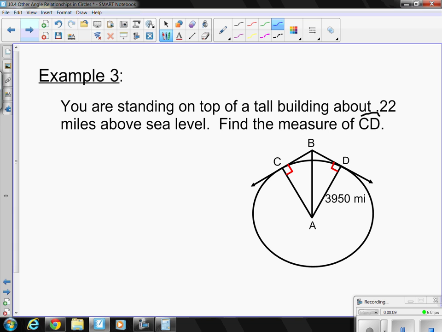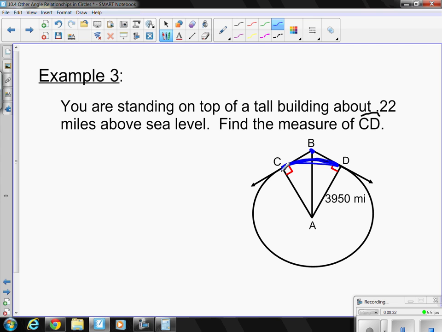Now here's kind of an interesting problem. You are standing on top of a hill, on top of a building or hill, 0.22 miles above sea level. Find the measure of arc CD. So we want to know basically how many miles can you see.